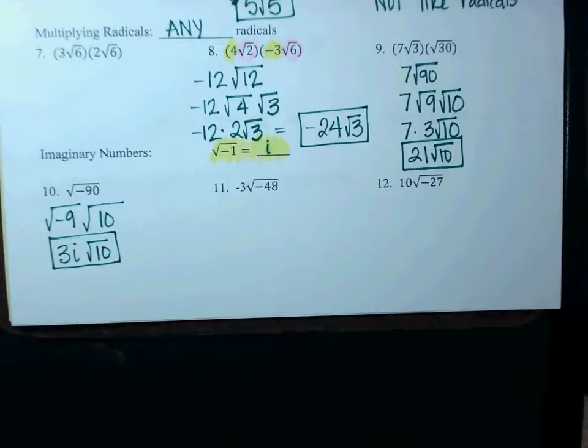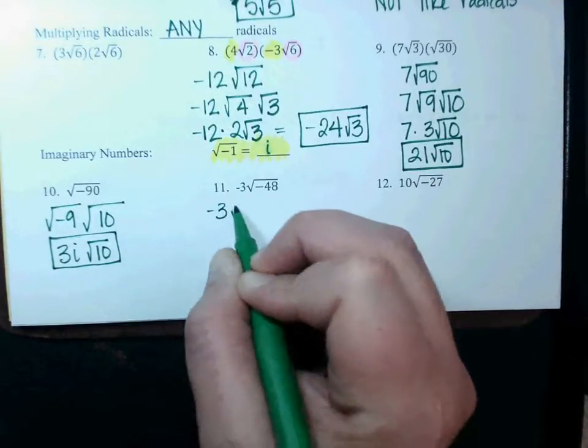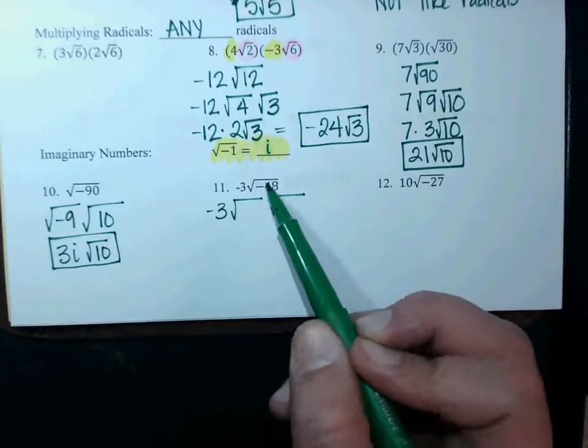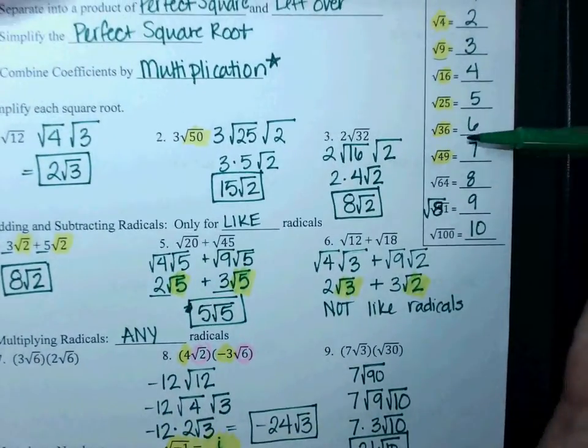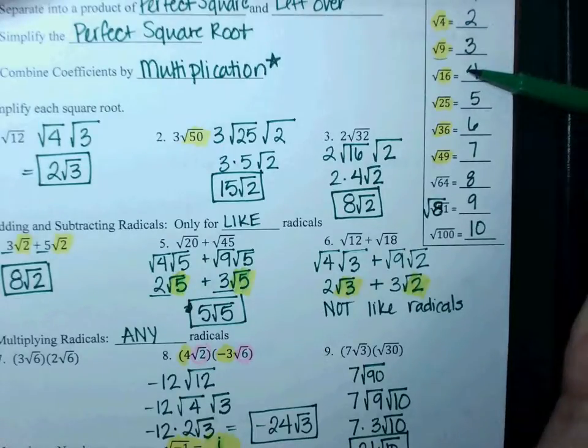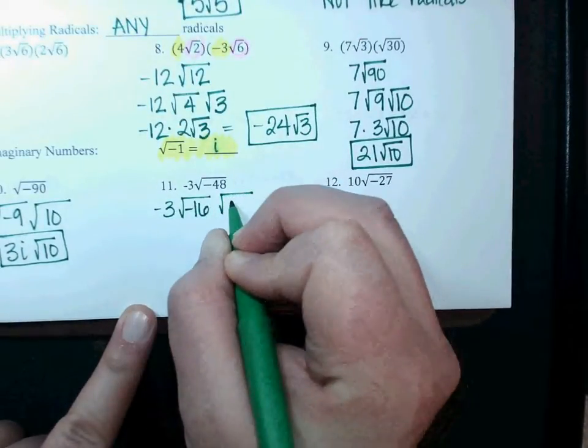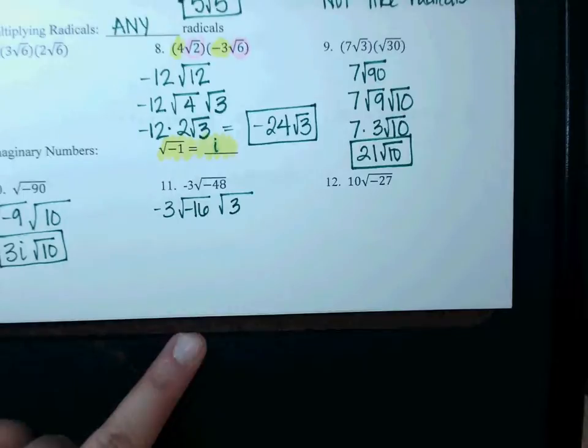Okay, look at number 11 right next to it. I keep my negative 3 in the front. I'm going to split this up. Look on your list. 48 is pretty close to 49. So that's where I'm going to start from. So ready? We're looking for 48. What can that divide by? Can 48 divide by 36? 25. 16? 16 times what? Okay, but I have to put the negative with the 16. And the 3 is left over.